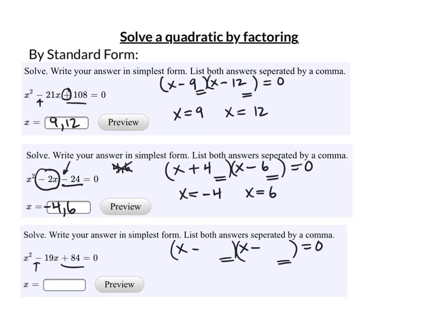You could use the factor table. I believe it ends up being 7 times 12 is 84, and 7 plus 12 is 19. So we get negative 7 and negative 12 are our factors in there. Now the solutions come from what you plug in that creates 0. 7 minus 7 is 0. And what x do I plug in to make 0? Well, here that would be 12. So 7 and 12 are our answers.